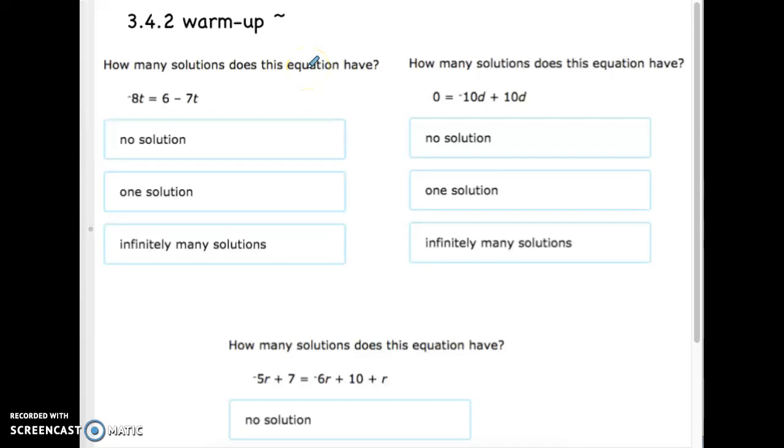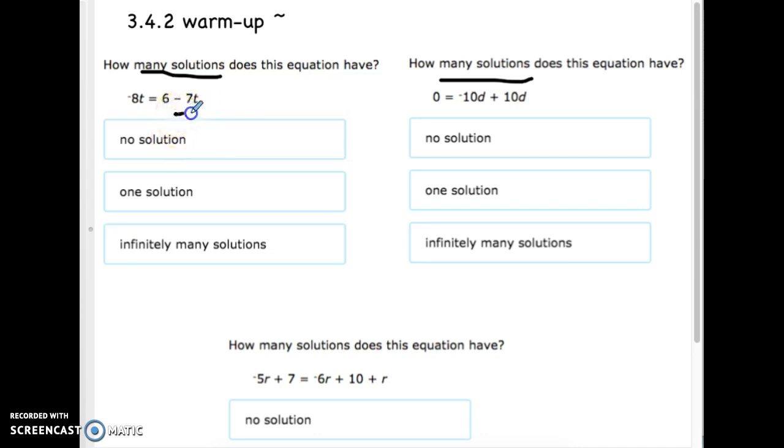Hey everybody, today we're going to start by looking at a warm-up from a previous lesson. So what I did is I grabbed some IXLs that you guys maybe have done or did on the retakes, and they deal with the infinitely many solutions concept. I want to start with this one and talk about how many solutions this equation will have, because remember, this is an equation.